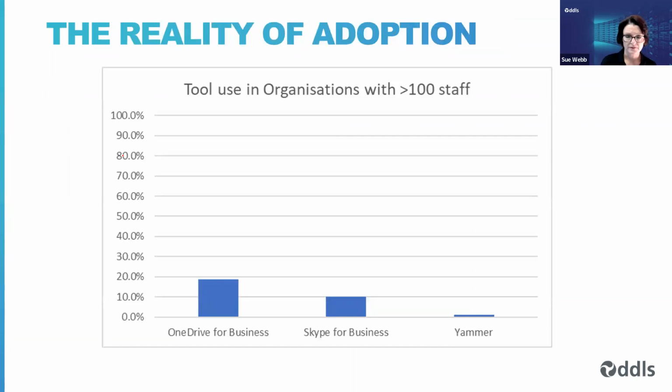The reality is quite different, and there are lots of different reports around this, around different tools. The percentages for Teams are a bit higher, but we certainly see organisations with more than 100 staff, a significant number of which have rolled out Microsoft 365, but they're seeing less than 20% actual use with tools like OneDrive for Business. And it's even lower for things like SharePoint. SharePoint actually comes in at about 2%. That's staff that are actively using those tools. So the actual adoption rates are really quite low.